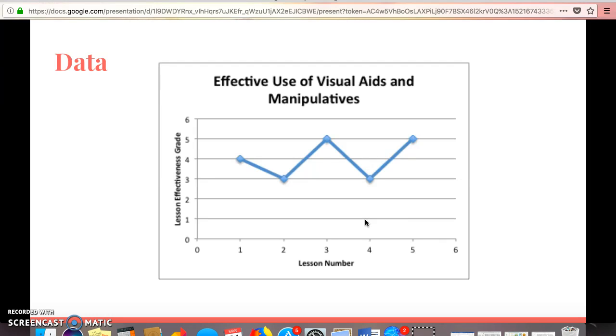A 3 was, without the rubric being here, my baseline for effectiveness. So anything below 3 was ineffective, and it just depended on the level of ineffectiveness. So I'm happy to say that nothing fell below effective in terms of learning. It's just some days were less effective than others.